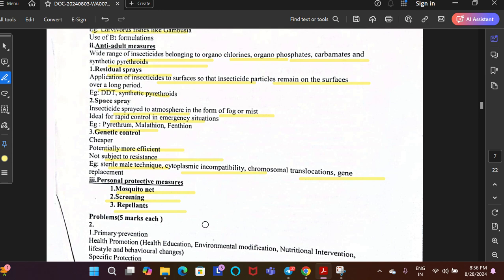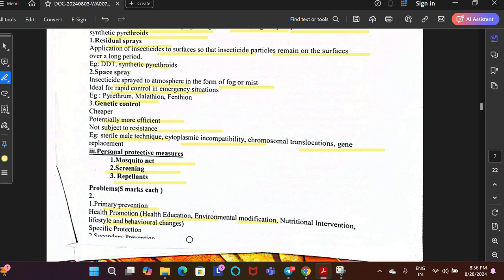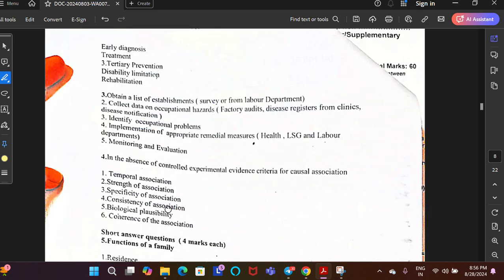Next question in that question paper is a 5-marker problem-based question. The second question: with reference to the levels of prevention, describe the modes of intervention. Primary prevention: health promotion through health education, environmental modification, nutritional intervention, lifestyle and behavioral changes. Then the specific protection. Secondary prevention includes early diagnosis and treatment. Tertiary prevention is disability limitation and rehabilitation.